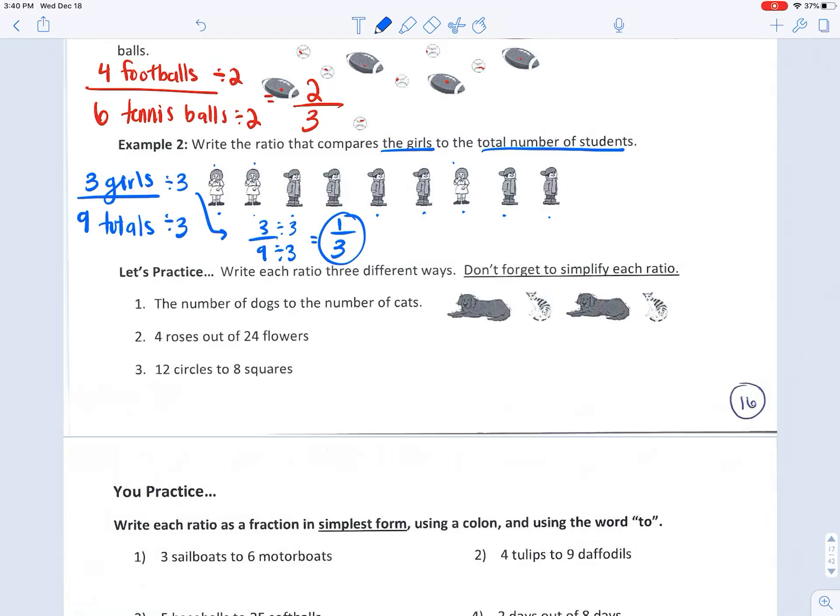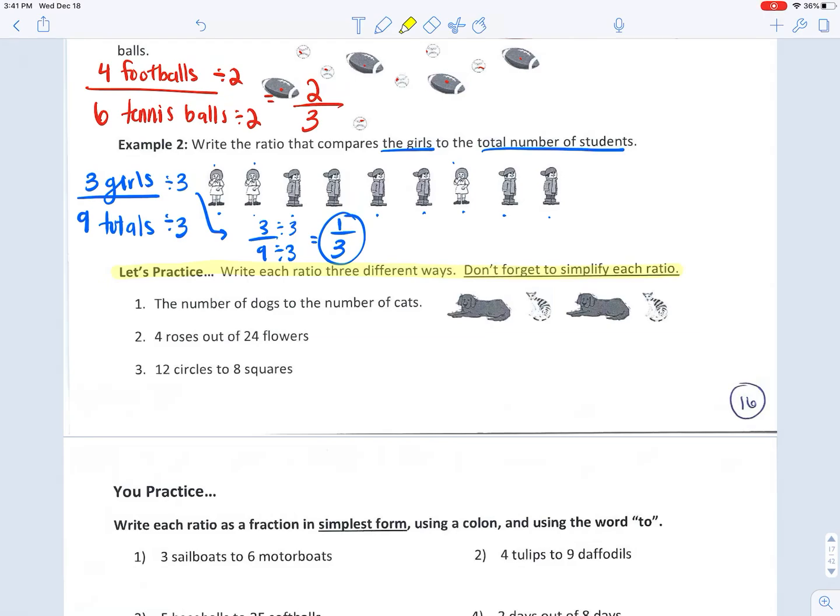Now, whenever you get to a new section of problems or you start a new page of problems, one very important thing you must do is read the directions, because the directions tell you the rules, and if you follow the rules, then you get all the points. If you don't follow the rules, you might lose some points. So let's read the directions here. It says, let's practice. Write each ratio 3 different ways. Don't forget to simplify each ratio. There we go. So there are some pretty important rules in there.